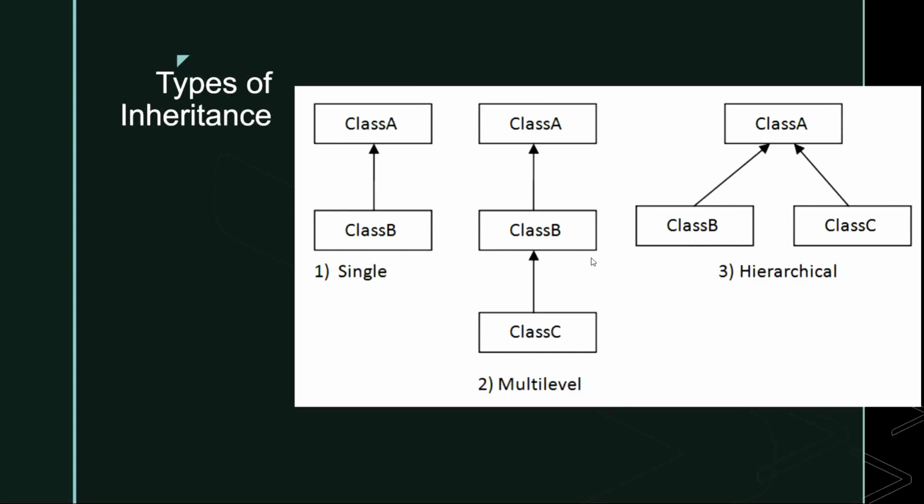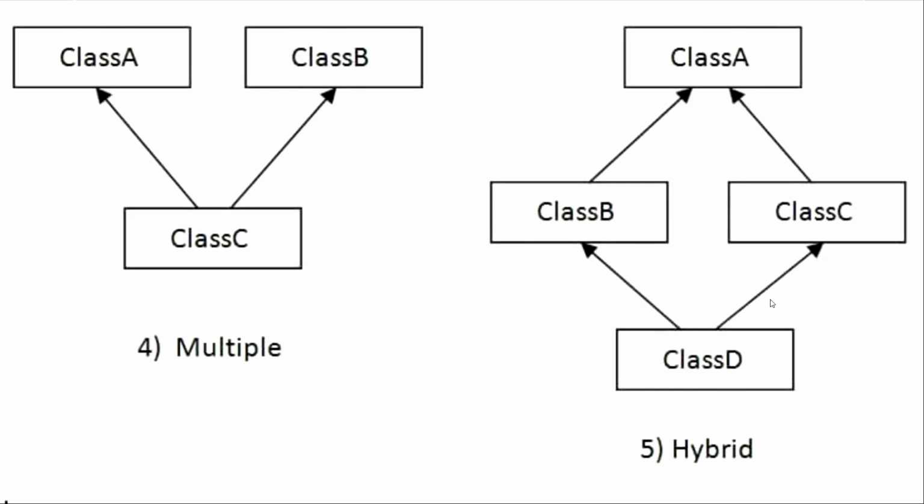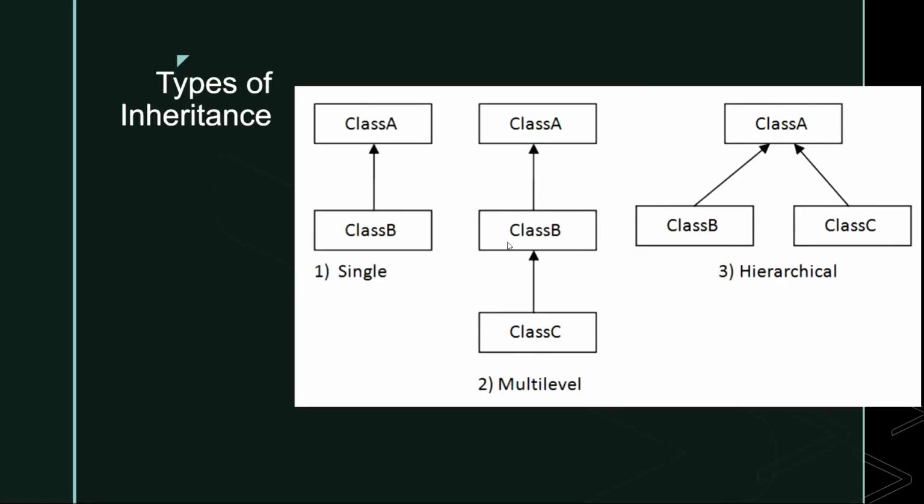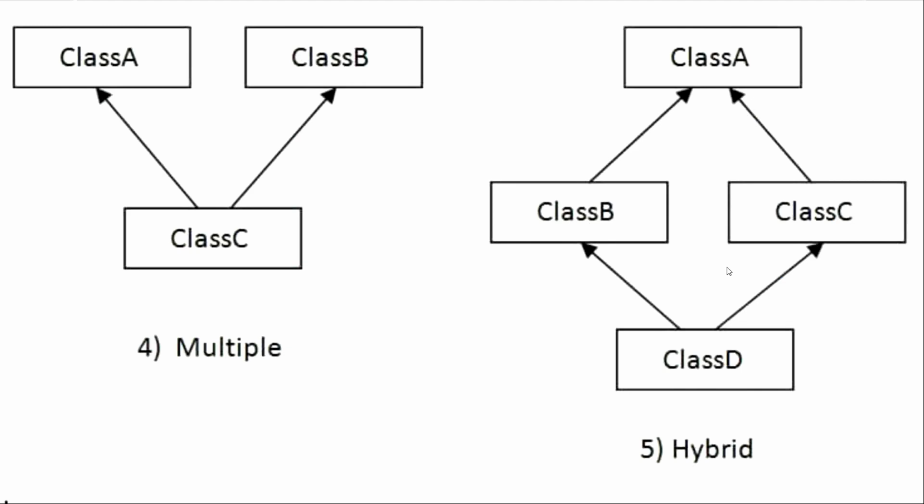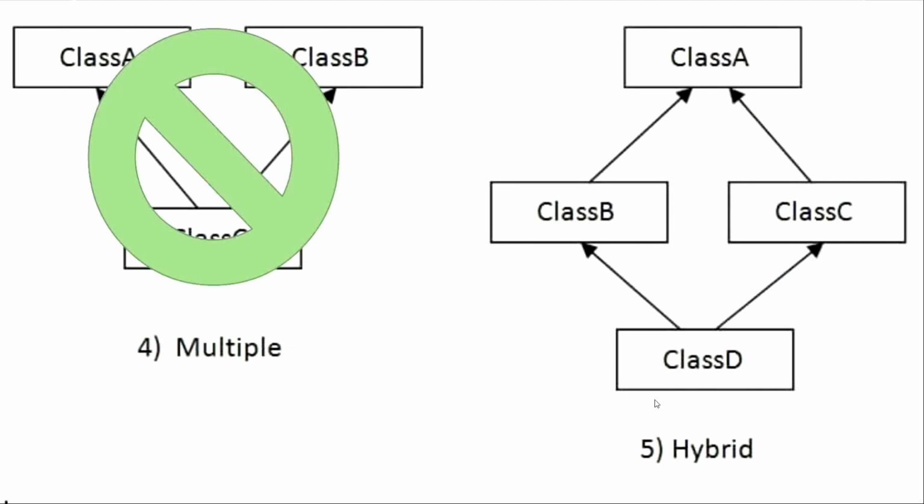Now, if we look at the types of inheritance, there are actually 5 types: single, multi-level, hierarchical, multiple, and hybrid. In this video, we'll be looking at single, multi-level and hierarchical. Now, for multiple and hybrid, Java doesn't support multiple inheritance.